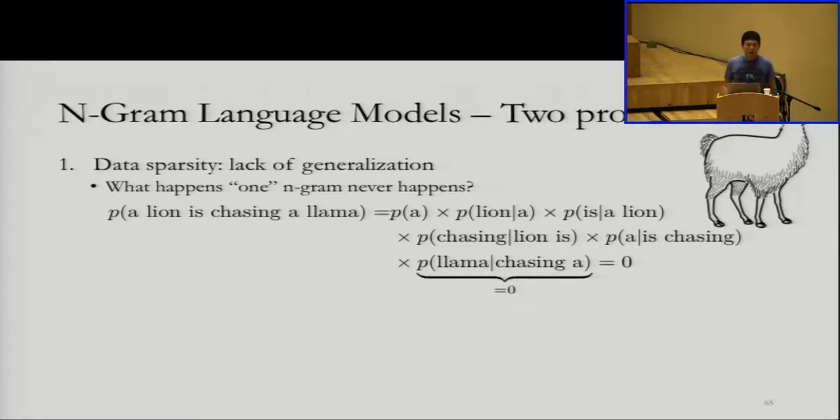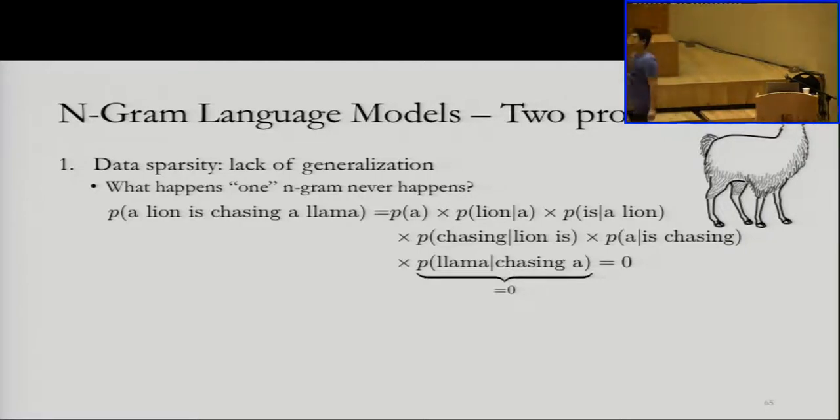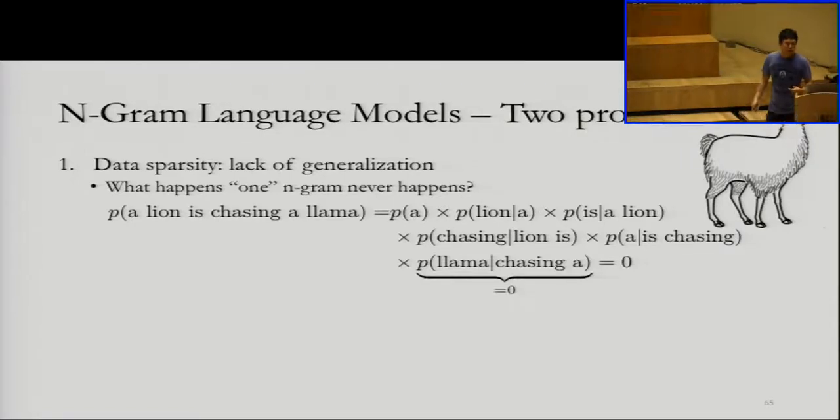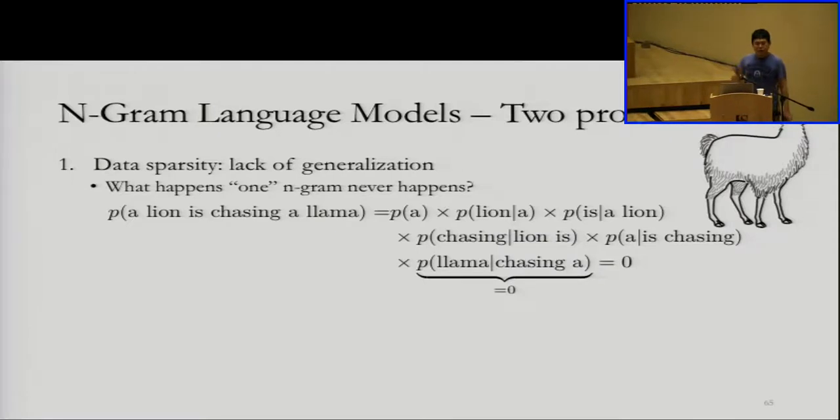So what happens is that the probability of this sentence, a lion is chasing a llama, according to our n-gram language model, is going to be 0, because this single phrase, "chasing a llama," never occurred in the training corpus. It just never occurred. Well, they're probably going to change it, right?